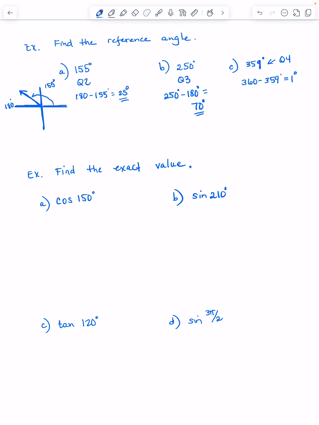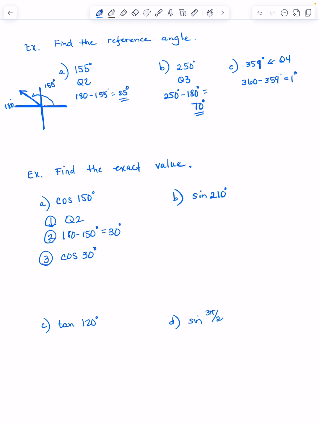All right, so if I'm looking for the exact value of the cosine of 150 degrees, the first thing I'm going to do, and I'm going to write out the steps, is determine what quadrant that's in. Well, 150 degrees is in quadrant 2. All right, then I'm going to find the reference angle. So I'm going to do 180 minus 150, which is 30 degrees, which means I'm looking for the exact value of the cosine of 30 degrees.